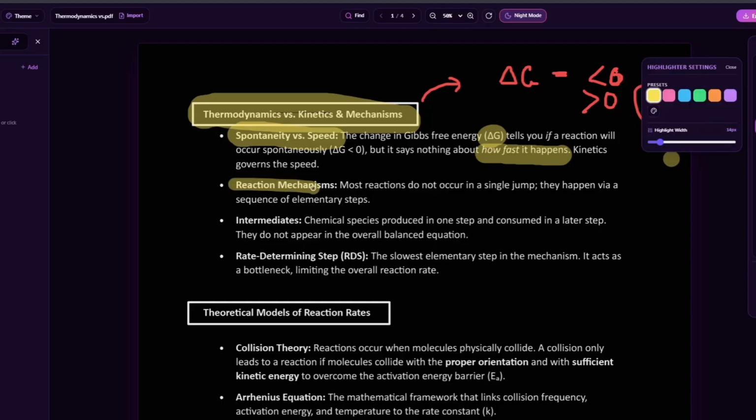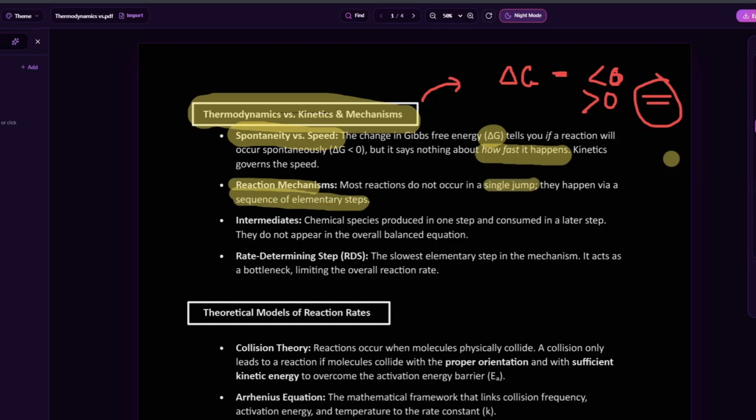So now we're going over reaction mechanisms. Most reactions do not occur in a single jump. They happen by a sequence of elementary steps. When I have A plus B to AB, this is one single step. But most reactions in real life don't occur in that one step. They happen via a sequence of elementary steps.